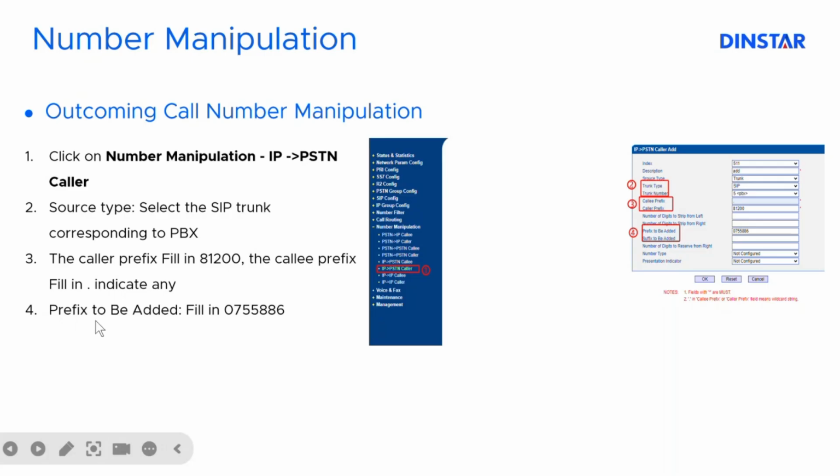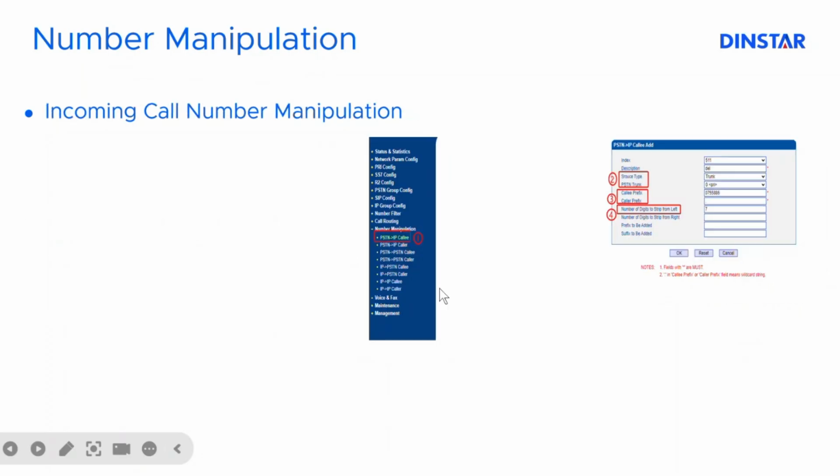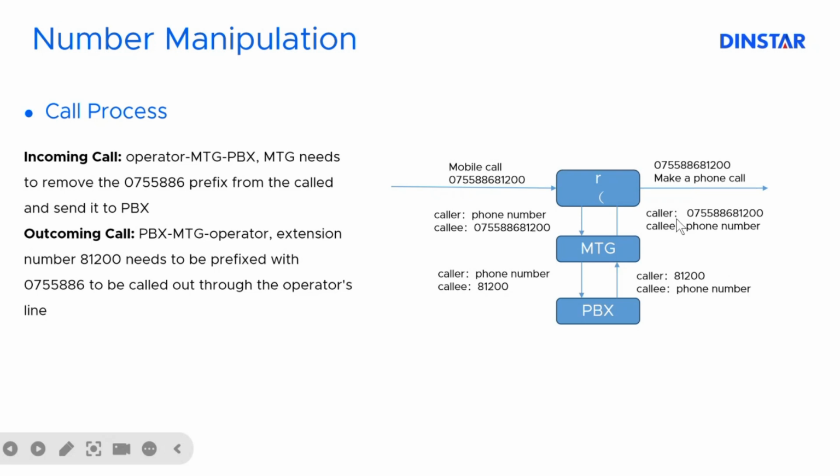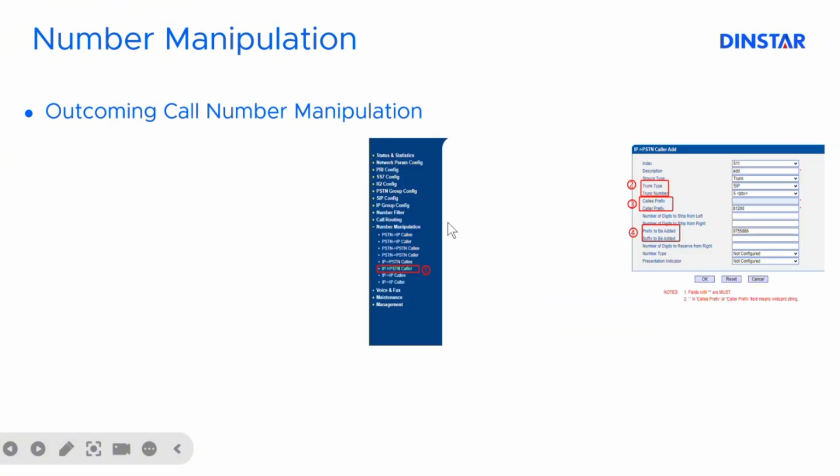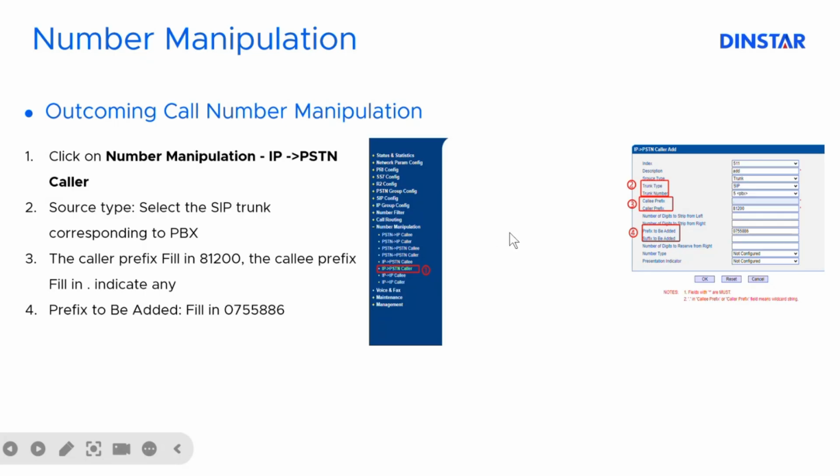And last, we also need to add the prefix, like this area code, 0755886. So we need to add the operator's prefix in here, and we just transmit this call to the carrier. Only this way will the carrier accept this call. So this makes the outbound calls display the correct operator numbers.